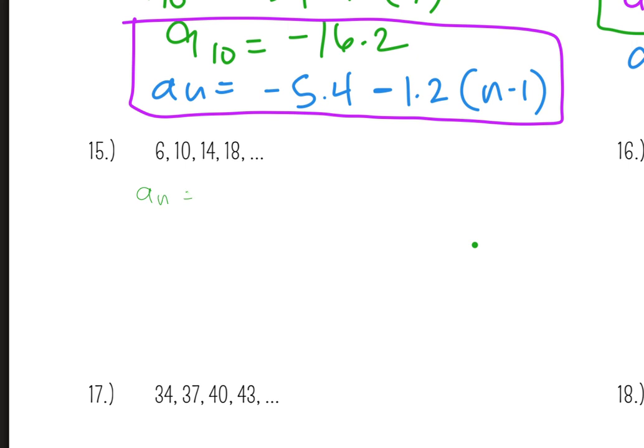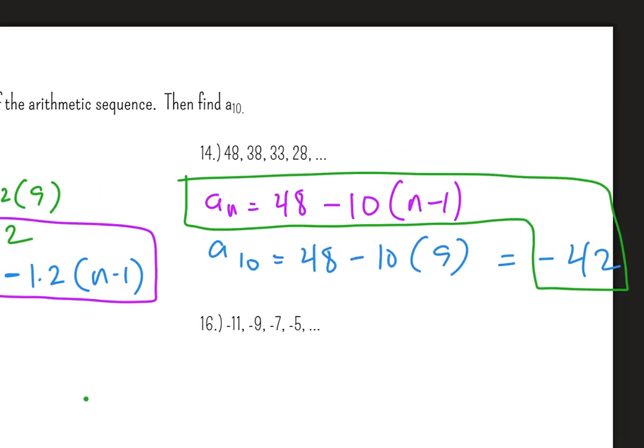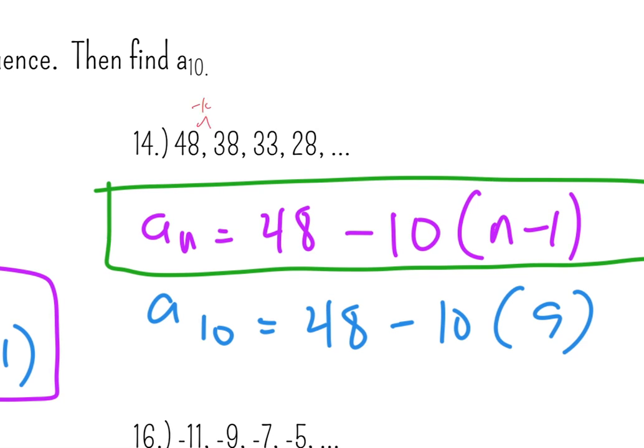So, one answer and the other. A sub n equals 6 plus 4 times n minus 1. Why is it plus this time? Because we're going up by 4 each time. And I guess did I write that over here? Not really, but I think you could kind of tell that we're subtracting by, hold up.